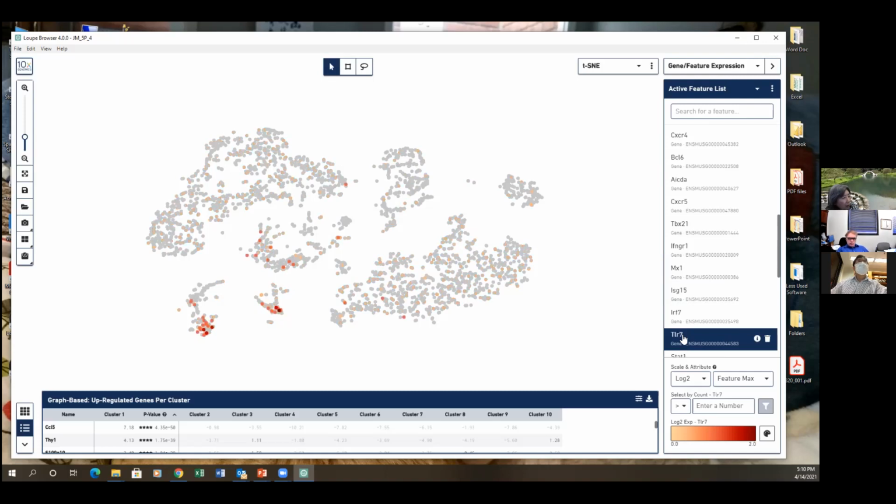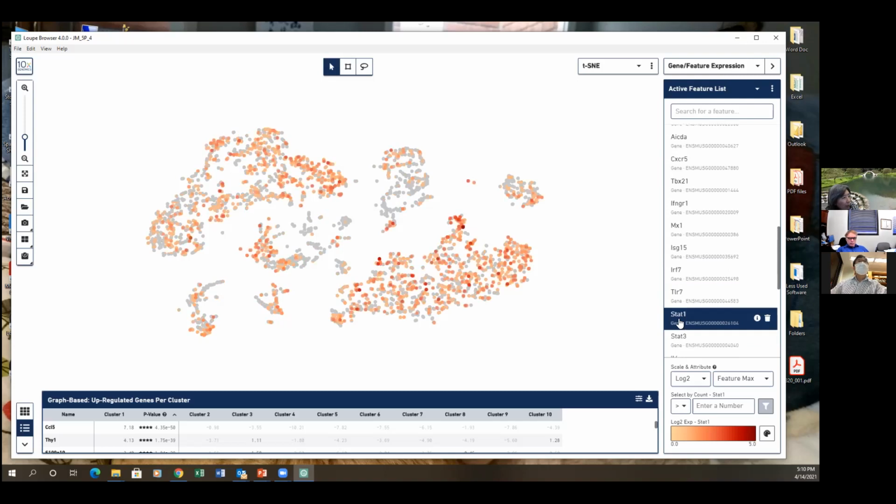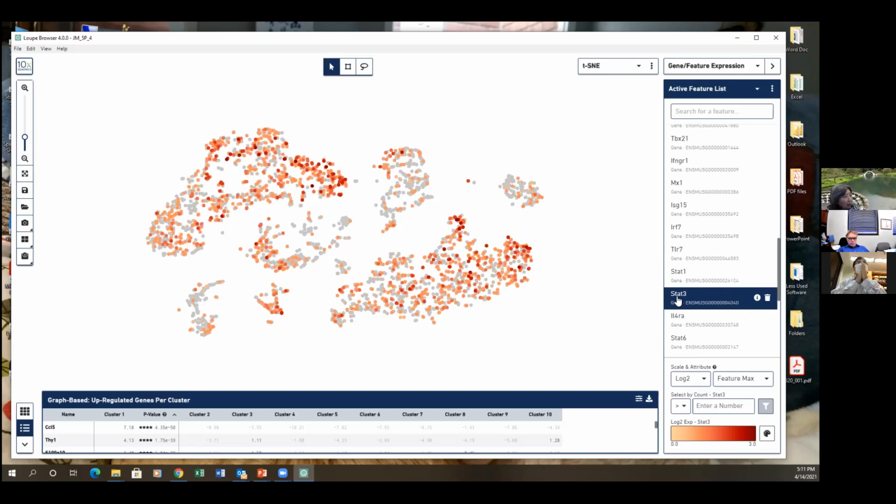TLR7, not so high, so we can skip. STAT1, this is another interferon stimulated gene, but it can induce both type 1 and type 2 interferon signaling. So yeah, it's kind of high. Now this is STAT3. It's kind of high, but I think that's downstream of IL-21.